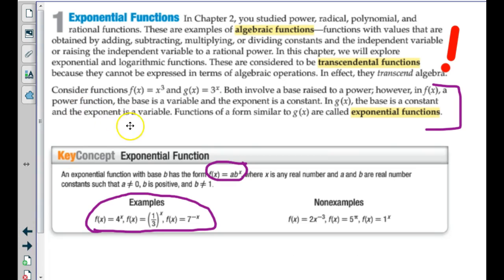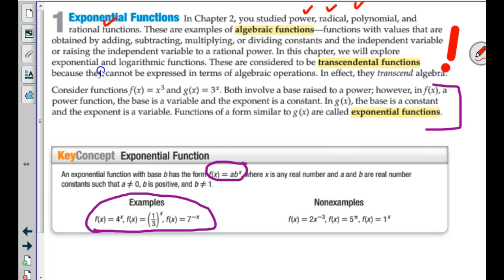All right, so exponential functions. In chapter 2, we did crazy business. We did power, radical, polynomial, and rational functions. That's why chapter 2 took us the last 6 weeks. It's just very, very long, okay? Those are all algebraic functions. You get them by adding, subtracting, multiplying, or dividing constants and variables, etc.